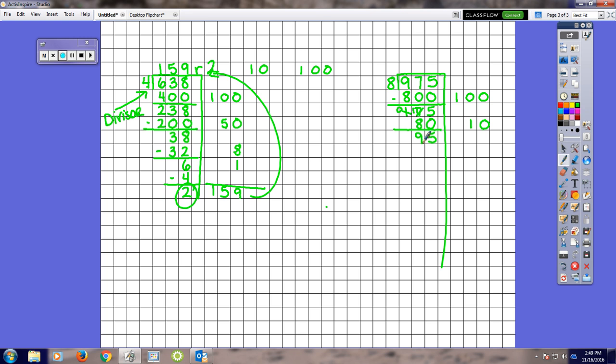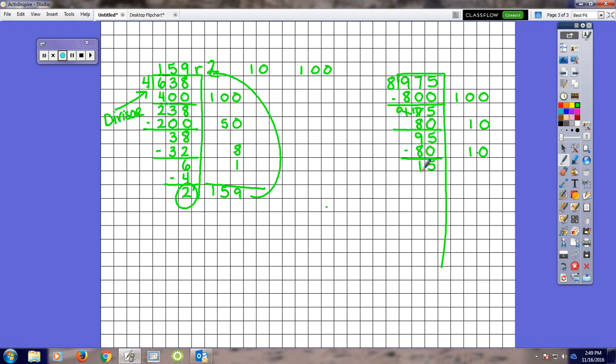So now I have 95. Okay, well, we just said that 8 times 10 is 80, so I'm going to do it again. 8 times 10 is 80. I'm going to subtract. I have 15.